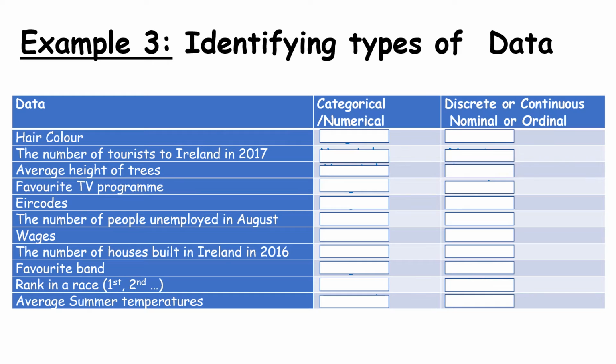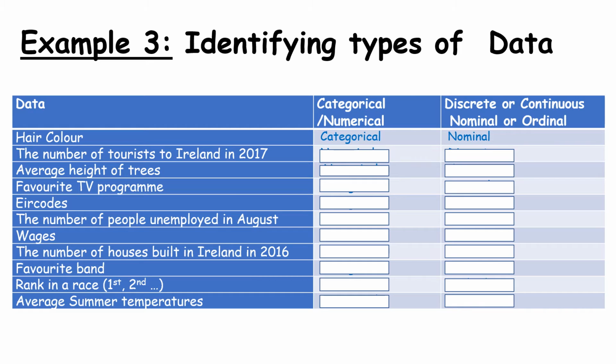Example 3. So if you want to practice this, why not pause the video and see if you can answer these questions and then check to see if they're correct. So hair color, is that categorical or numerical? And think of what the answer would be. It could be blonde, brown, red, black, etc. So it's categorical. And then within that, is that nominal or ordinal? Will the answers be ordered in some way? Is there an inbuilt order to color? And the answer is no, so it's nominal.